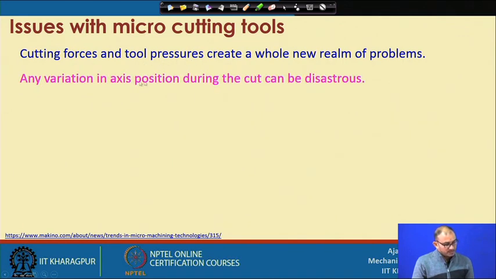Any variation in the axial position during the cut can be disastrous, because we have seen in the geometric error lectures that if there is a shift in the x, y or z direction, your tool movement will not be a straight line. You may get different types of additional movement, and that will create uneven pressure or very high fluctuation of the forces on the cutting tool, which is very disastrous and will break the cutting tool instantly.